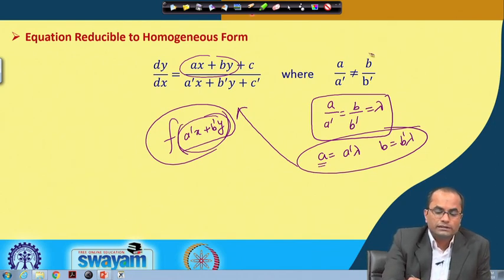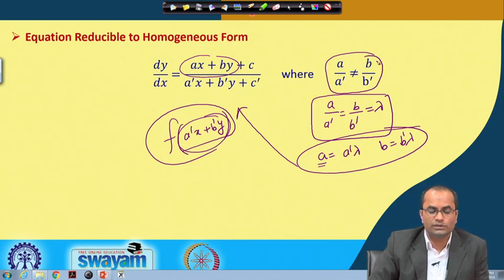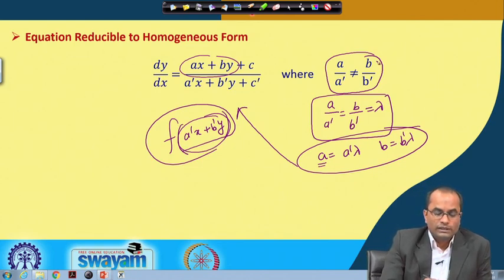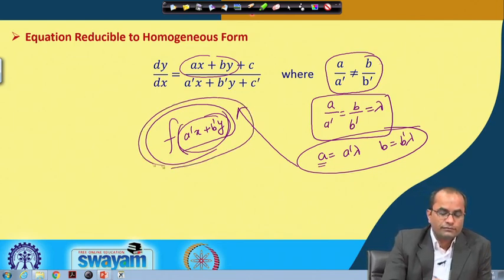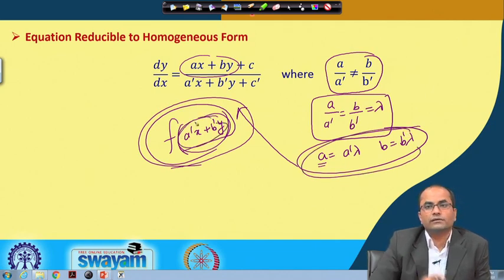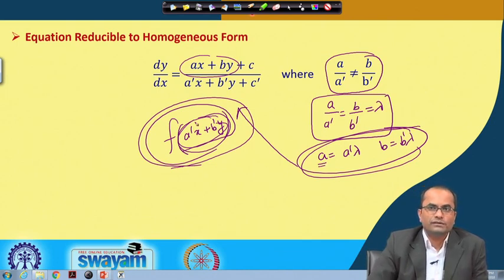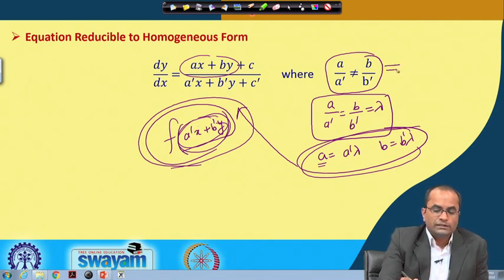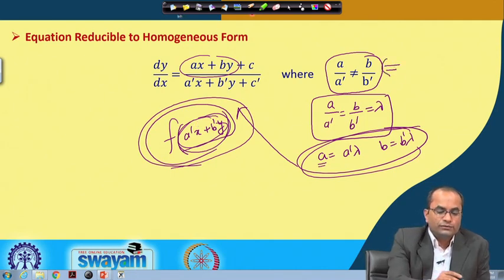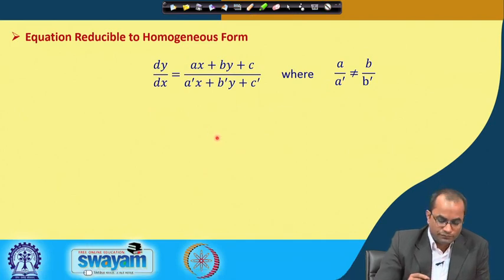But here the condition is given that a over a prime is not equal to b over b prime. Otherwise, by substituting, we can reduce it to the separable form, and then we can solve as we have done before for the equations reducible to the separable form. But here this condition is given, that means we have to do a little more.